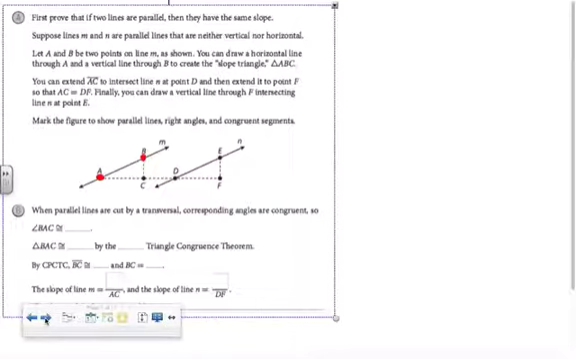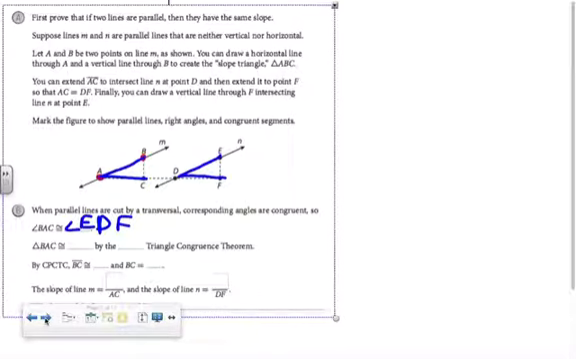Then I'm drawing a vertical line from C up to line M and from F up to line N at E. We're using these parallel lines because we know that when parallel lines are cut by a transversal, corresponding angles are congruent. So angle BAC is a corresponding angle to EDF, so I know that they're congruent.